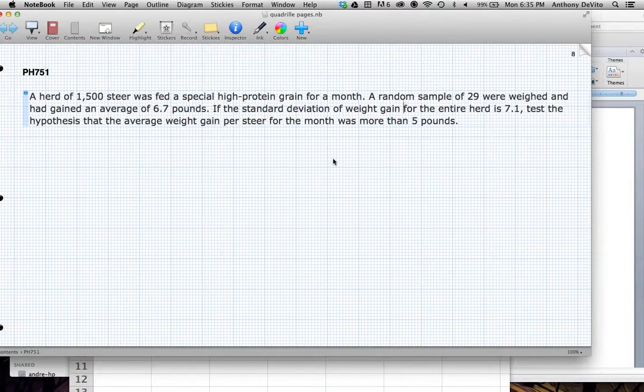A herd of 1,500 steer were fed a special high protein grain for a month. A random sample of 29 were weighed and had gained an average of 6.7 pounds. The standard deviation we know for a fact; the standard deviation of the weight gain for the entire herd was 7.1. We normally would not know that, right? If we only sampled 29 to figure out their weight gain, we wouldn't normally know in real life that the standard deviation of the entire herd is 7.1. We'd probably have to estimate the standard deviation of the weight increase based on that same sample of 29 steer.